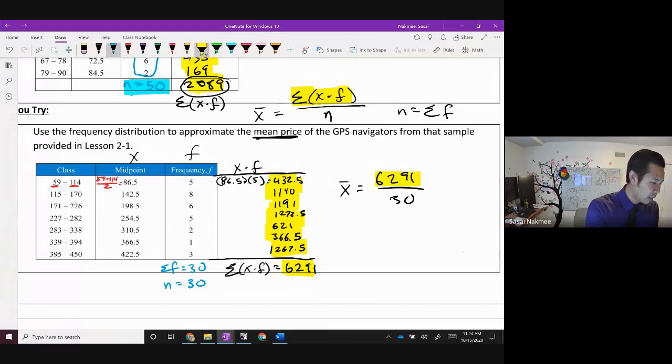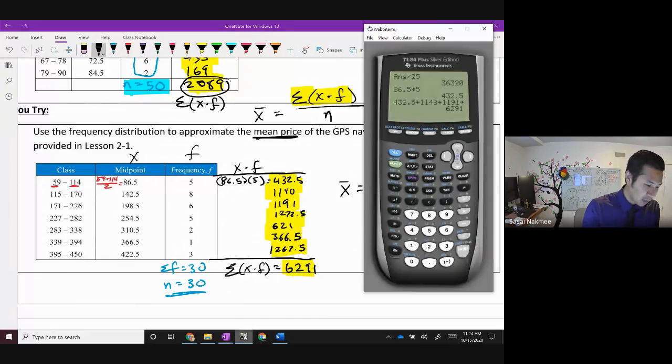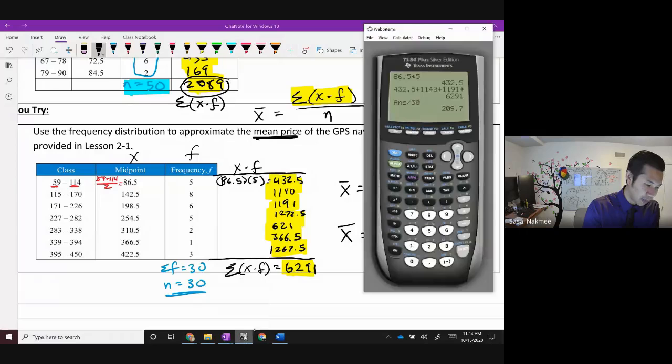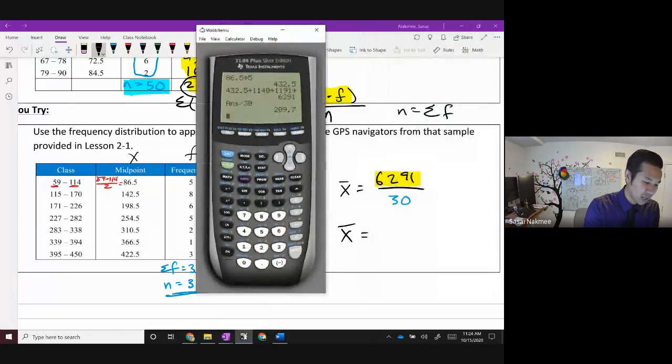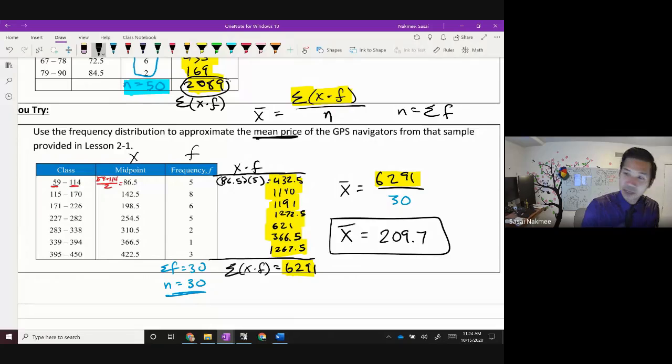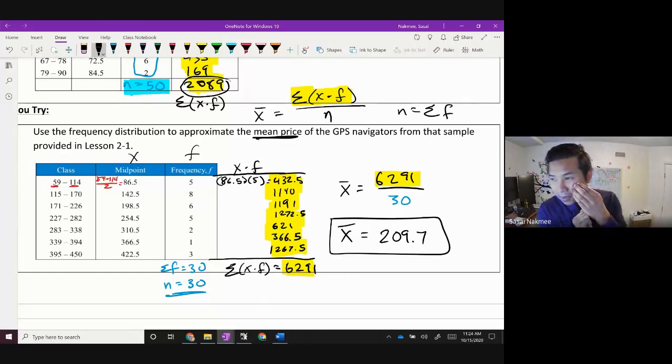That's this number right here. And that 30 comes from this number down here. Plug that into a calculator, see what you get, divide that by 30. What's the average price of a GPS machine, a GPS navigator? This thing right here is going to come out to be $209.70. And that's it. That's my answer.